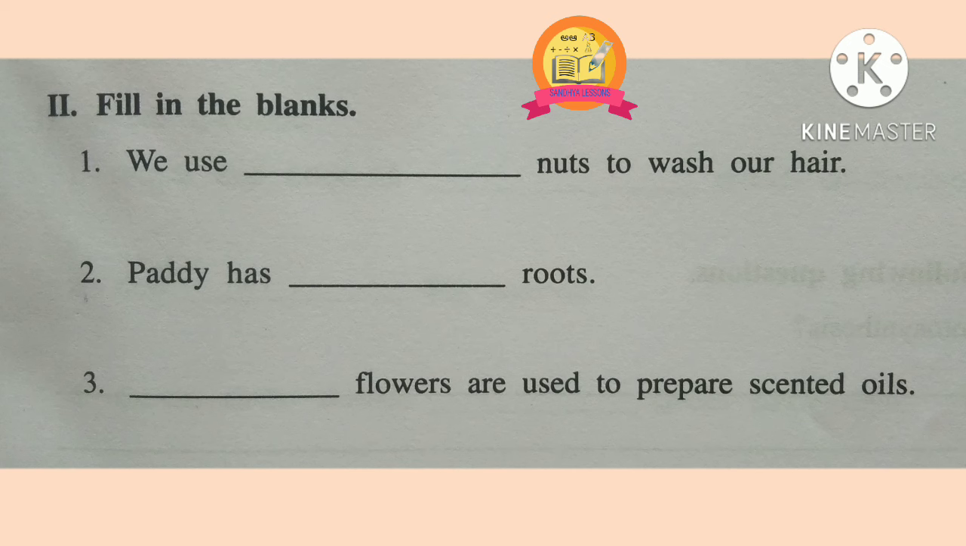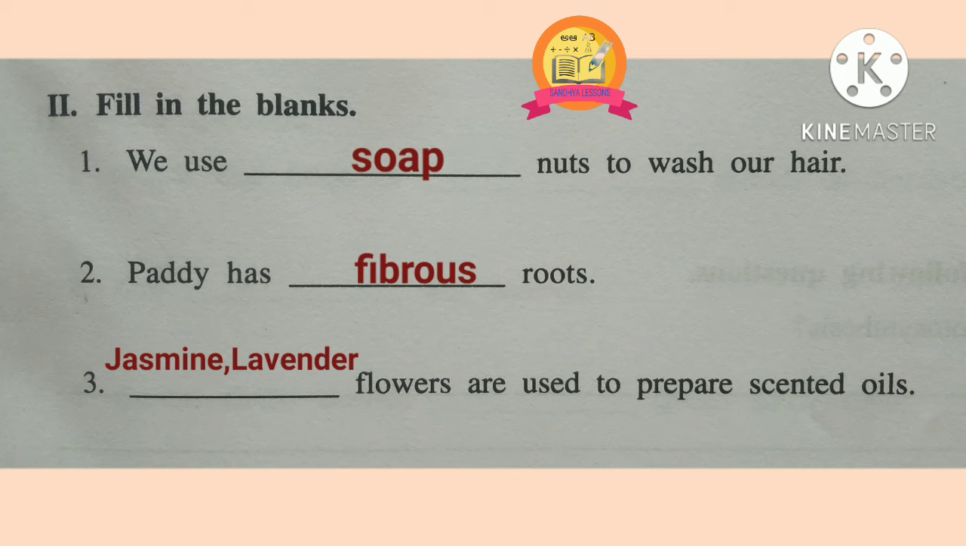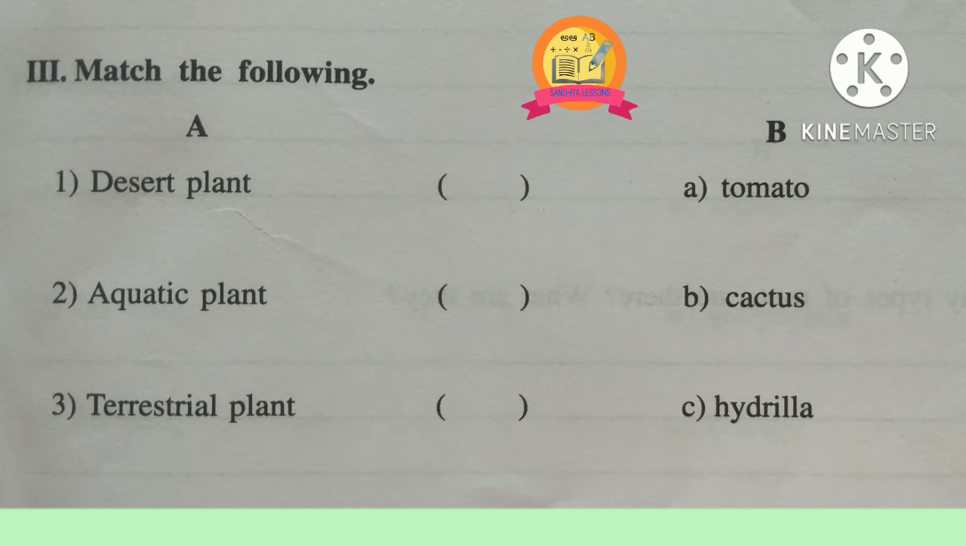Second Roman, fill in the blanks. We use soap nuts to wash our hair. Paddy has fibrous roots. Jasmine, lavender flowers are used to prepare scented oils. Third Roman, match the following. Desert plant, cactus. Aquatic plant, hydrilla. Terrestrial plant, tomato. Fourth Roman, draw and color. Draw the picture of a flower and color it.